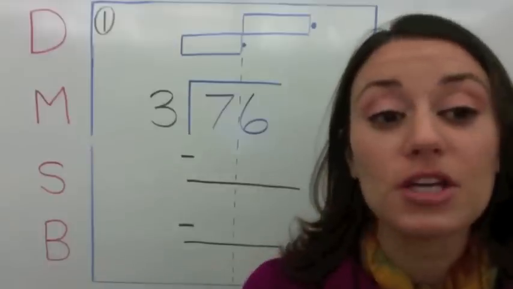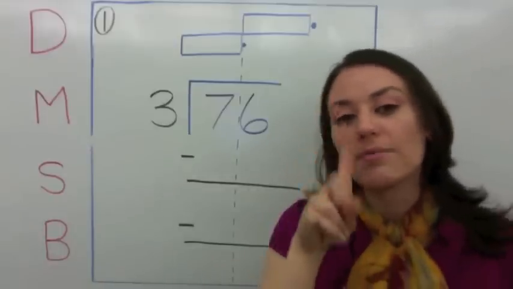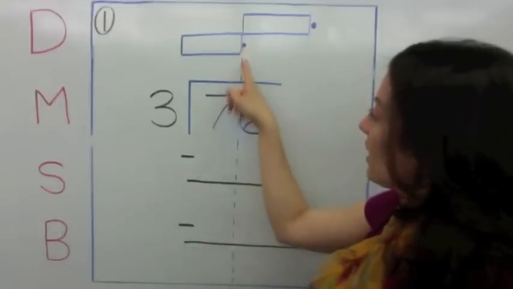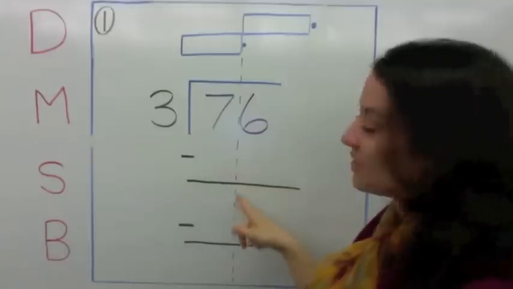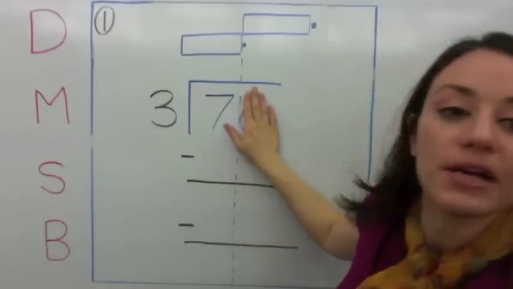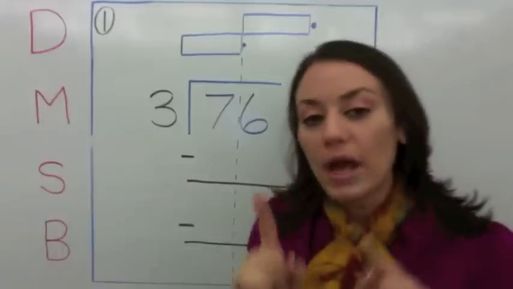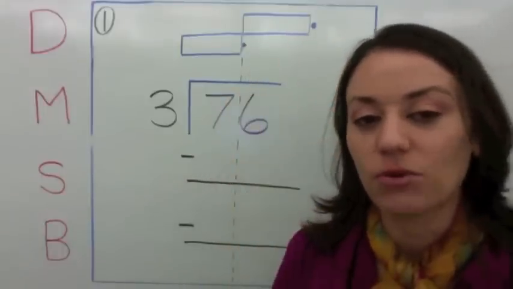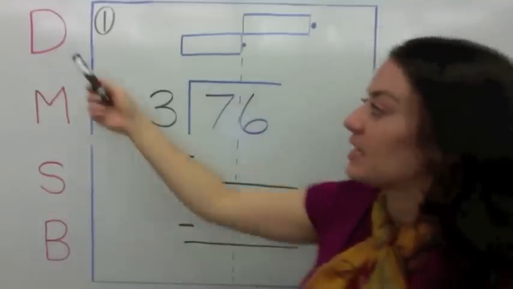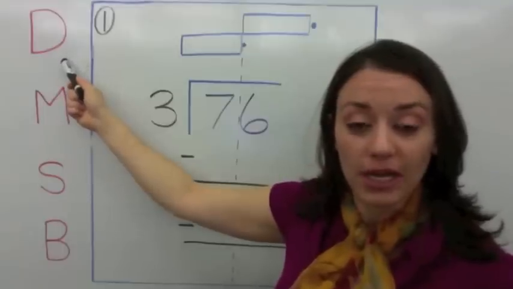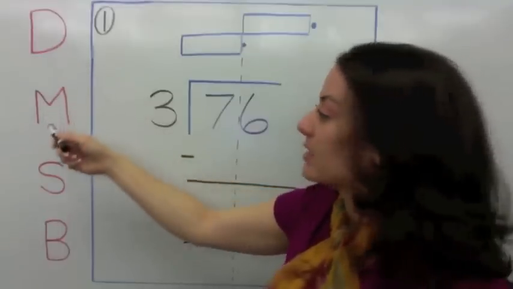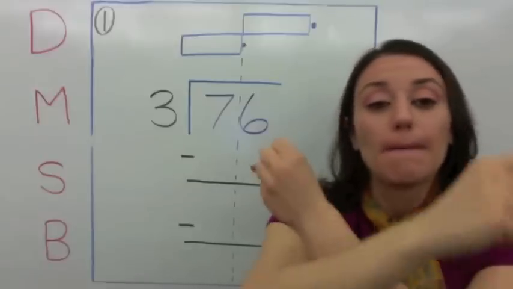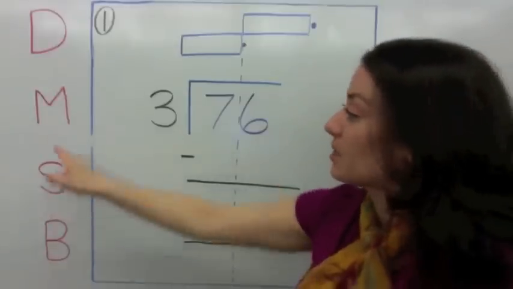So what we do is we work with one number at a time, and that is why there is a dotted line that goes down, because we're working with one number at a time to divide. When you're performing long division, though, there are 4 steps. The first step is D, which is to divide. And then the second step, what is the opposite of division? Multiplication. So the second step is multiplication.